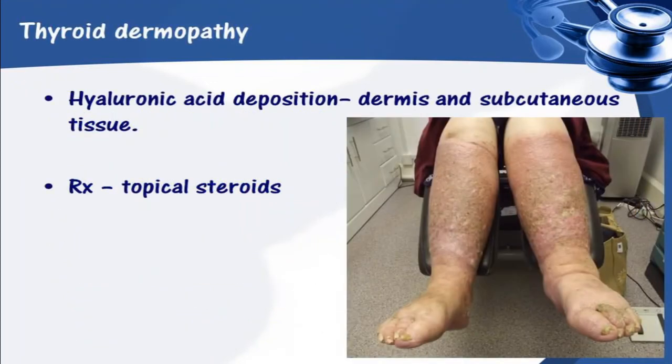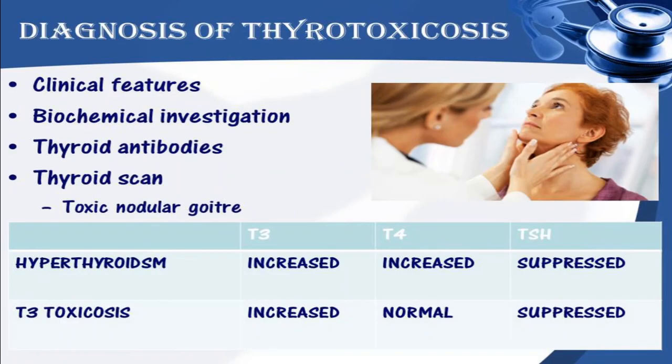Thyrodermopathy is where hyaluronic acid deposition occurs in the dermis and subcutaneous tissues, and the treatment is topical steroids. Diagnosis of thyrotoxicosis is through clinical features, biochemical investigation, thyroid antibodies, and thyroid scan.